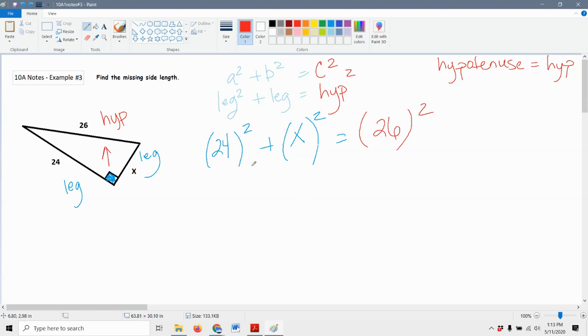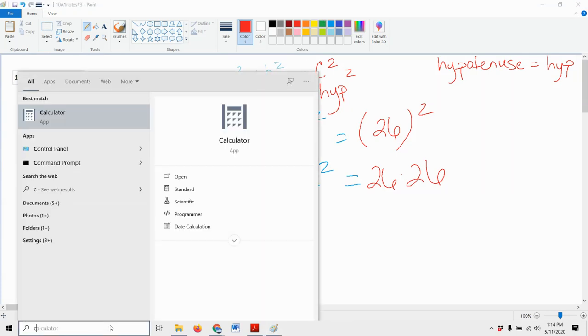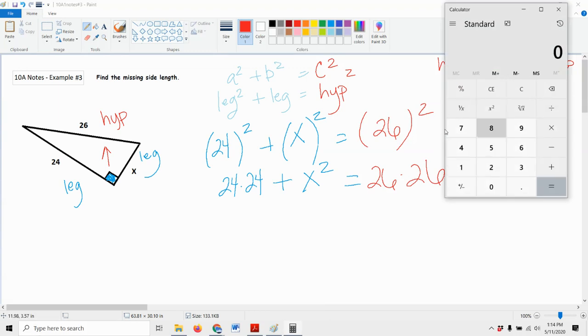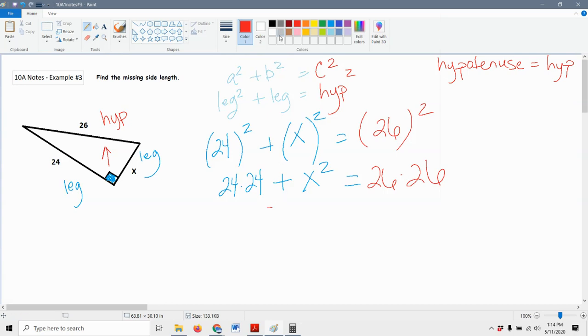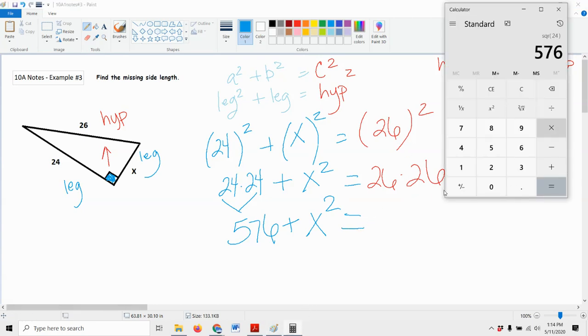So the next step, of course, is to simplify our left side. And that means we've got to square this 24, going to add it to x squared, and that's going to be equal to 26 squared. And of course, when we square something, we just start multiplying it times itself. So guys, on this, you don't need to have a fancy calculator. Just use your simple calculator. You can just square that 24, which is going to give us 576. When we square it, we still are adding that to our x squared, and that's going to be equal to 26 squared, which is 676.